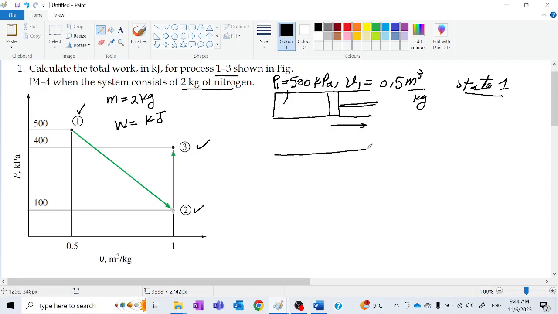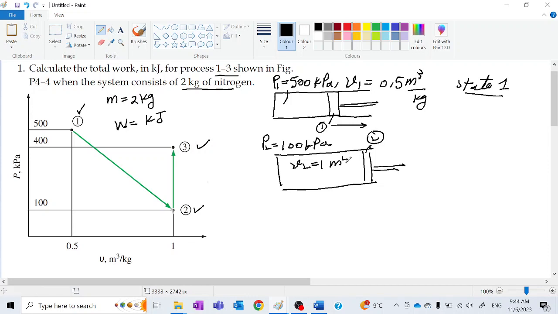Now what happened? That expansion happens in such a way that the piston is moved, so volume is increased. For example, the second case might be like that. Piston is moved from position 1 to position 2. So now expansion is happening in such a way that pressure is reduced to a new value, which is 100 kilopascal, and new specific volume 1 cubic meter per kilogram. This is state 2.